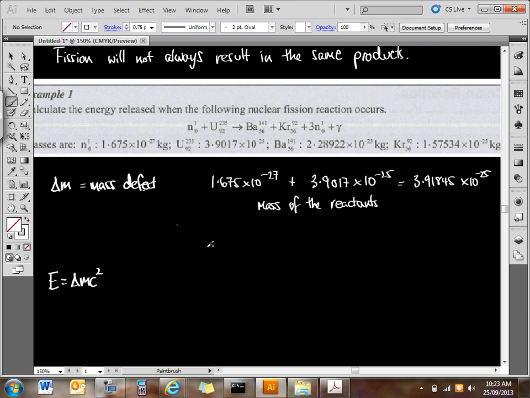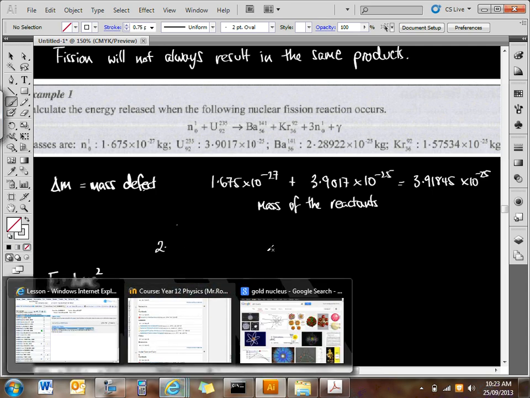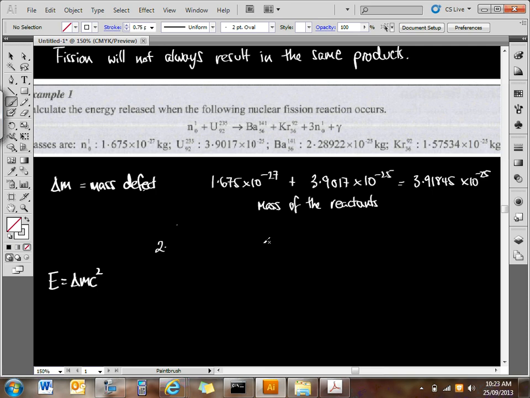Mass of the products, barium. I'll take a bit more space here. Shh, please. Boys. Yes, we understand that the book is not perfect. I'm going to give you the right answer now, so it's okay. Thank you.